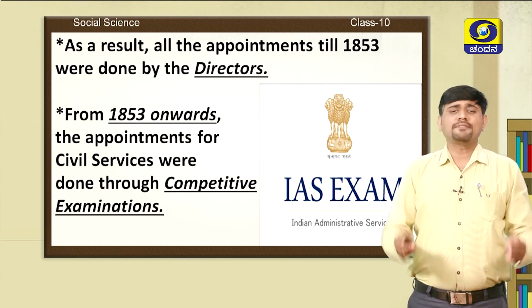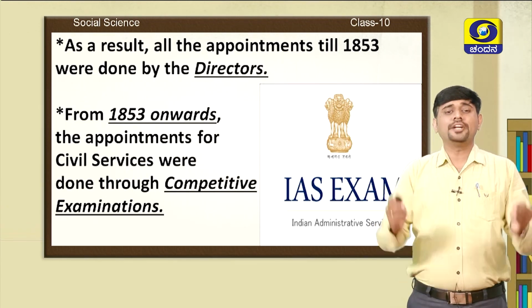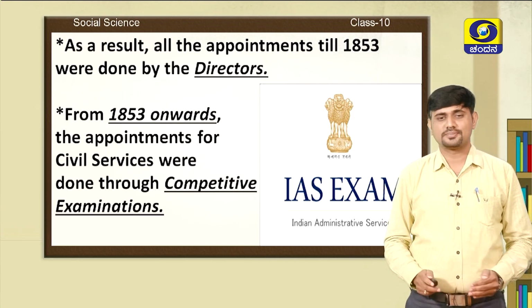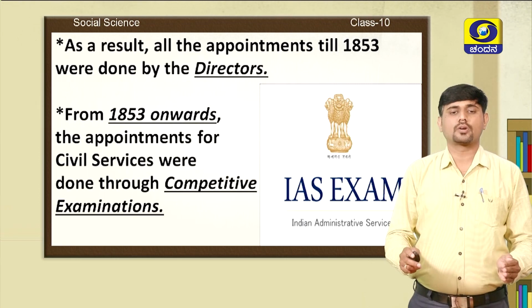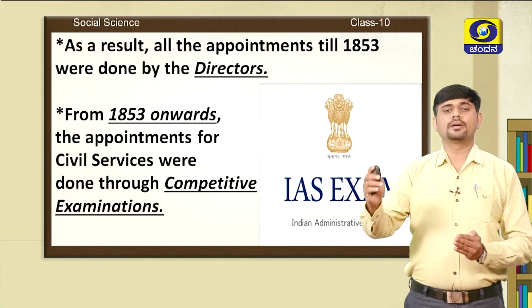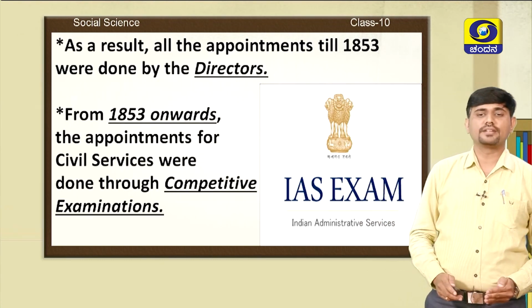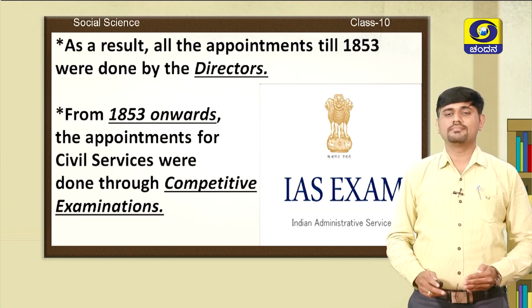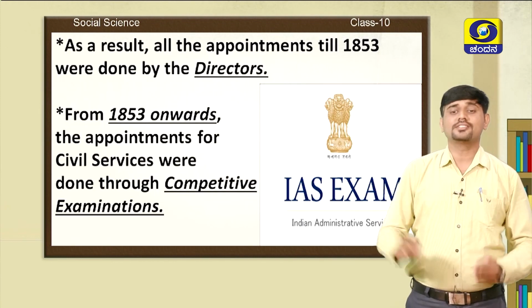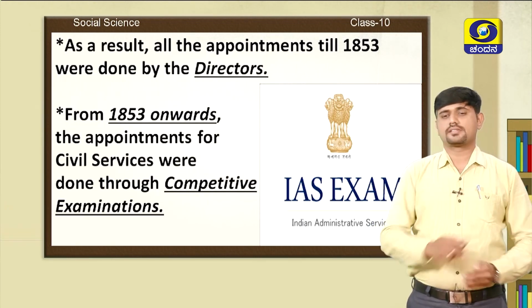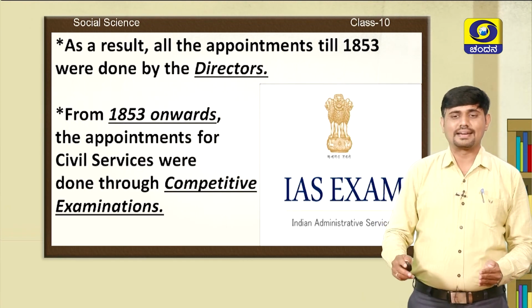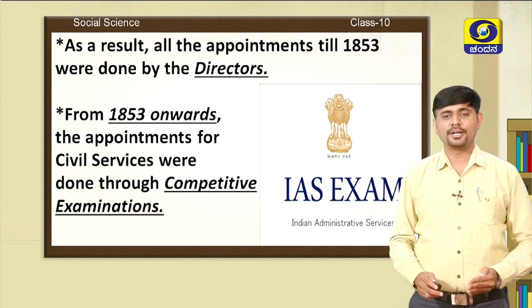But after 1853, the appointments for civil services were done through competitive examinations. The Indians had to attempt these competitive examinations. Those who were promoted with good rankings would be given good positions in the British East India Company. So here are examples: IAS exam, IFS exam, Indian Police Service, Indian Foreign Service, Indian Railways Services, the various civil service positions created by the British government in those days.